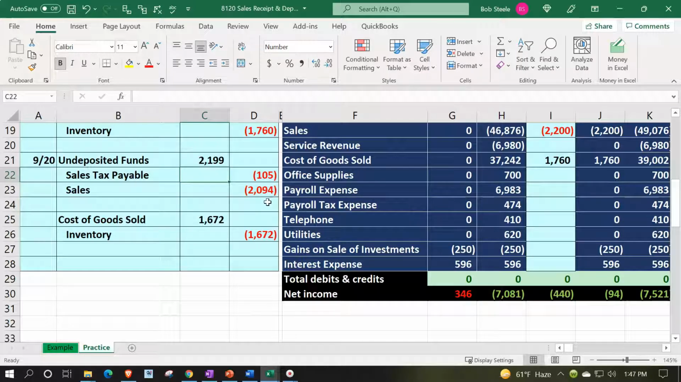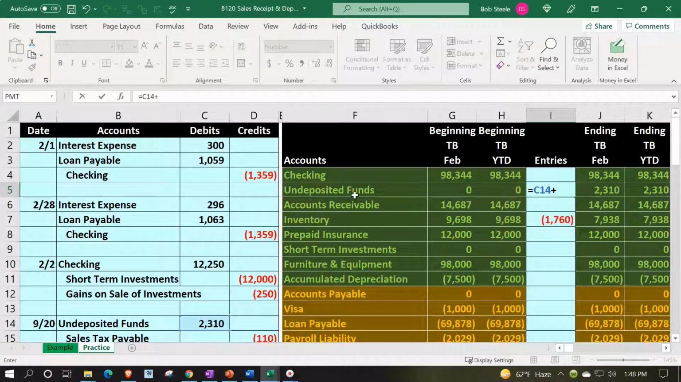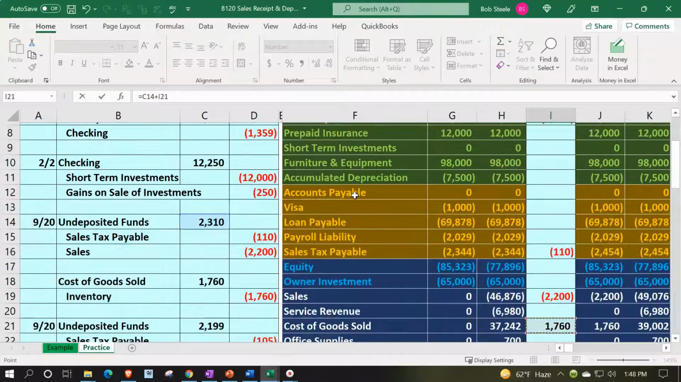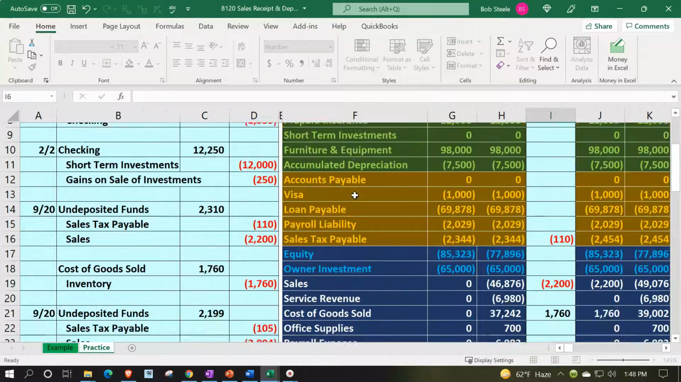So there it is. Now we're going to post this out. Undeposited funds is going to be up top. It's up top here. We're going to say F2 plus F2, scroll on down, and pick up the 2199.